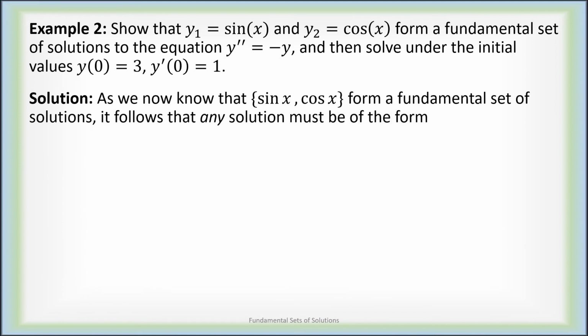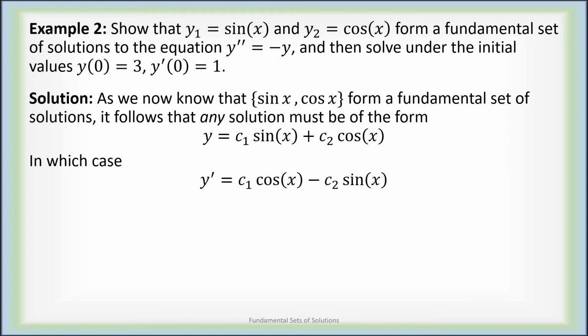So we've now verified that sine x and cos x form a fundamental set of solutions to the differential equation in question. Therefore, we conclude that any possible solution is some linear combination of sine x and cos x. In other words, a multiple of sine x plus a multiple of cos x. In this case, y prime would be c1 times cos x minus c2 times sine x. I just differentiate y. Now we have some initial conditions that we can plug in.